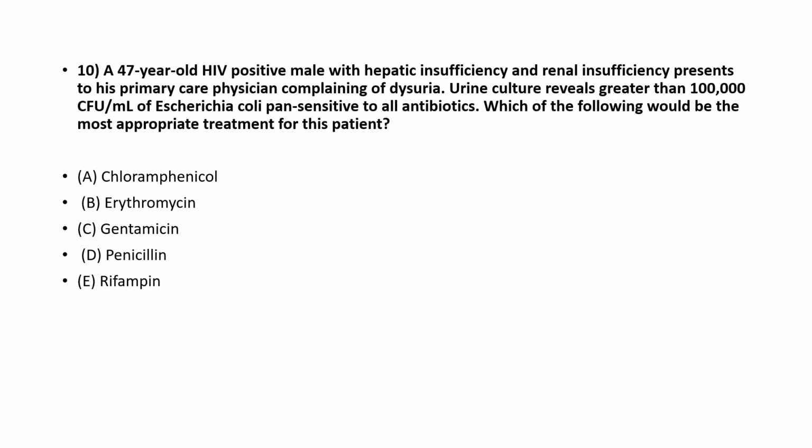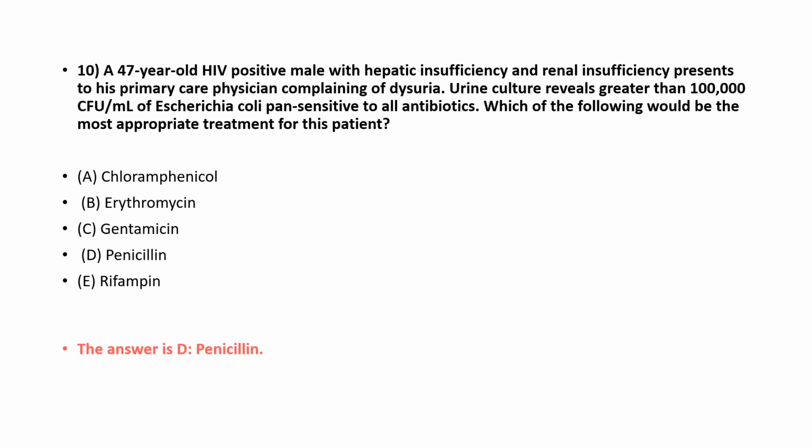Question number 10. A 47-year-old HIV positive male with hepatic insufficiency and renal insufficiency presents to his primary care physician complaining of dysuria. Urine culture reveals greater than 1 lakh CFU per ml of Escherichia coli pan sensitive to all antibiotics. CFU means colony forming unit. Which of the following would be the most appropriate treatment for this patient? The options are chloramphenicol, erythromycin, gentamicin, penicillin, rifampin.